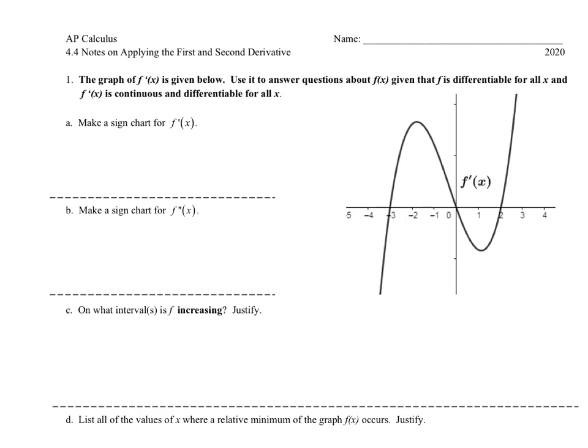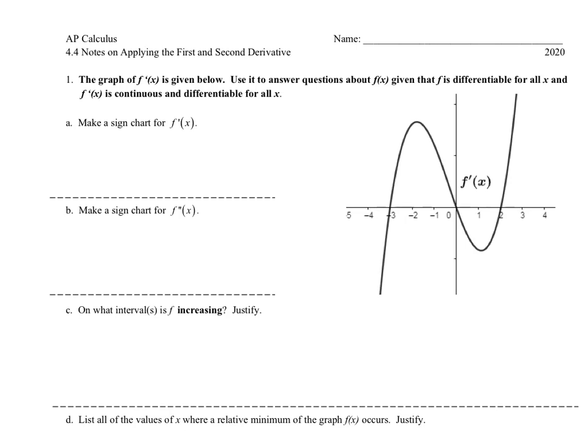So the graph of f prime of x is given below. Use it to answer questions about f of x, given that f is differentiable for all x, and f prime of x, as you can see, is continuous and differentiable for all x, meaning I can take the derivative of both f and f prime. So it says make a sign chart for f prime. And again, I have the graph here of f prime.